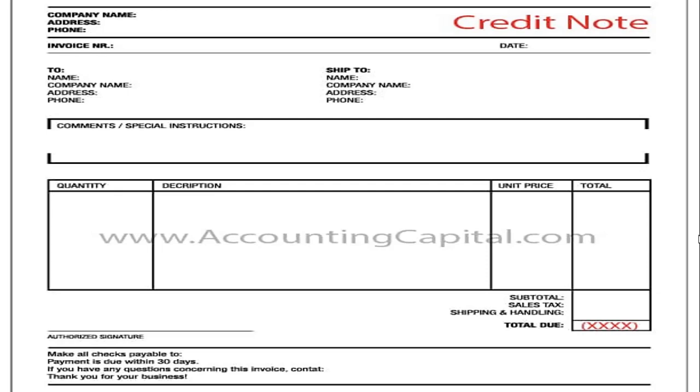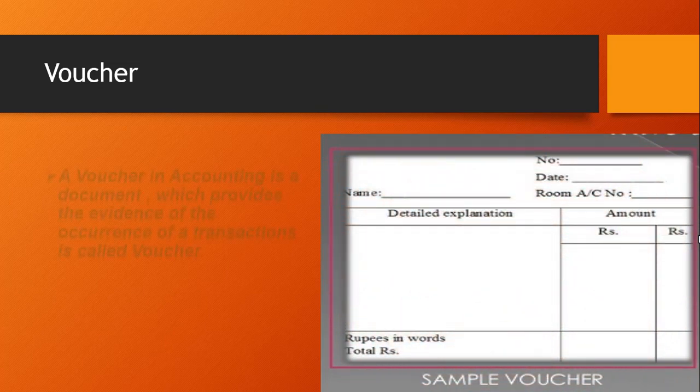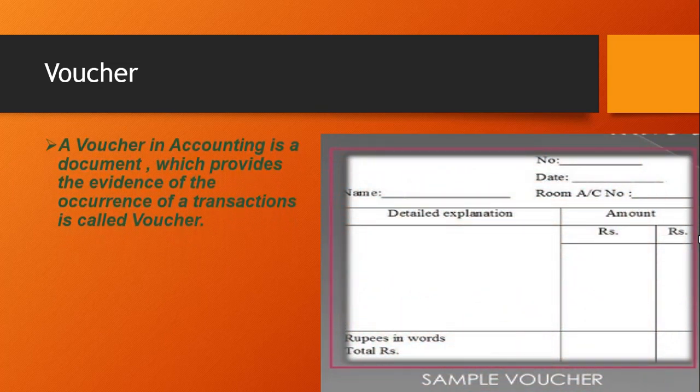Now I think the terms invoice, debit note and credit note are clear to you. Now, vouchers. A voucher is a document which provides the evidence of the occurrence of a transaction. This is also called a source document. But there is a minor difference between the voucher and source document.